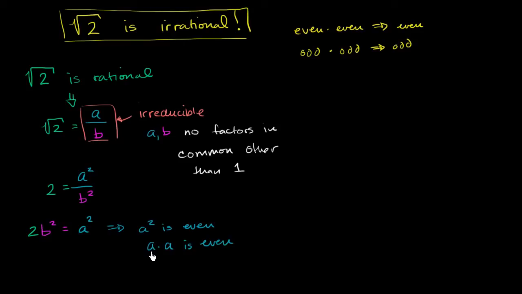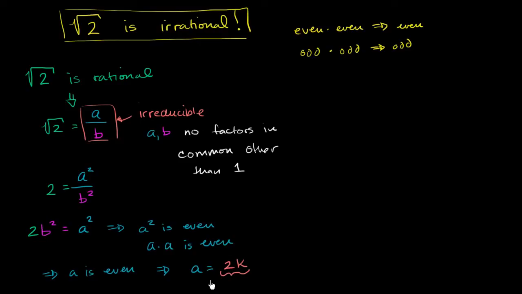So we have a number times itself, and we got an even number. Well, the only way to get that is if that number is even. So this tells us that a is even. And another way of saying that a is even is to say that a can be represented as the product of 2 times some integer, so let's say some integer k.